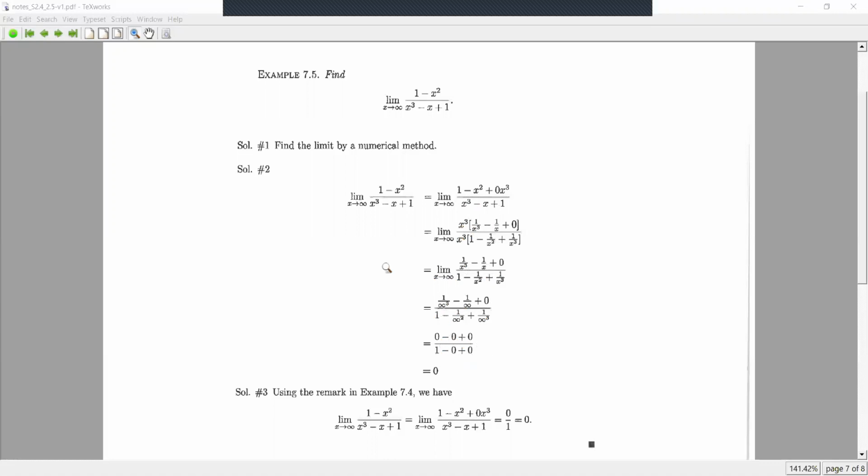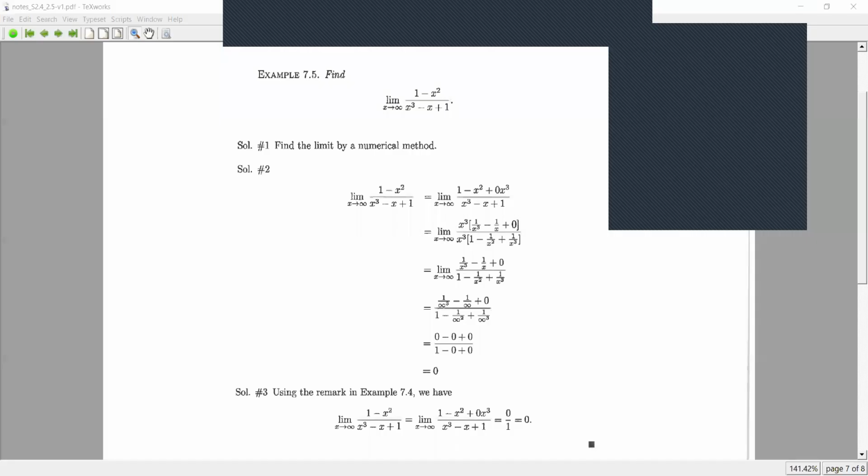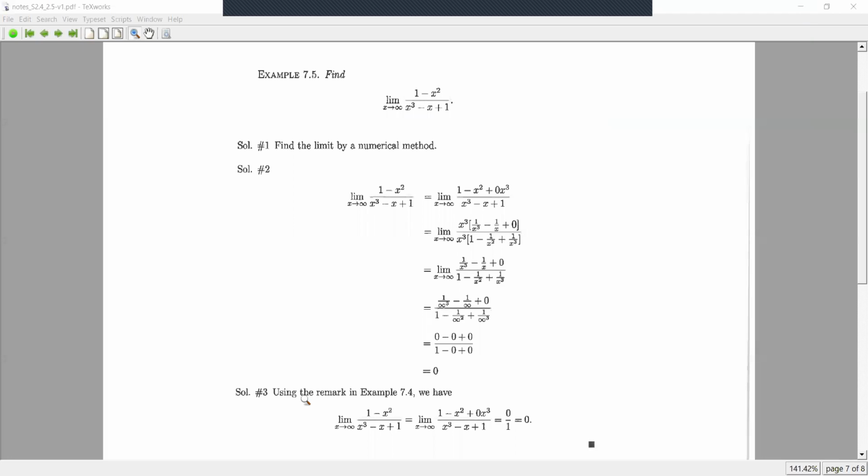This number is 0. Therefore, as x approaches infinity, this function approaches 0. The third solution, we can use the remark in the last example to find the limit. The limit is a limit at infinity, and the function is polynomial over polynomial. Write the polynomial on the top into a polynomial of degree 3 by adding this term. Now the two polynomials have the same degree.